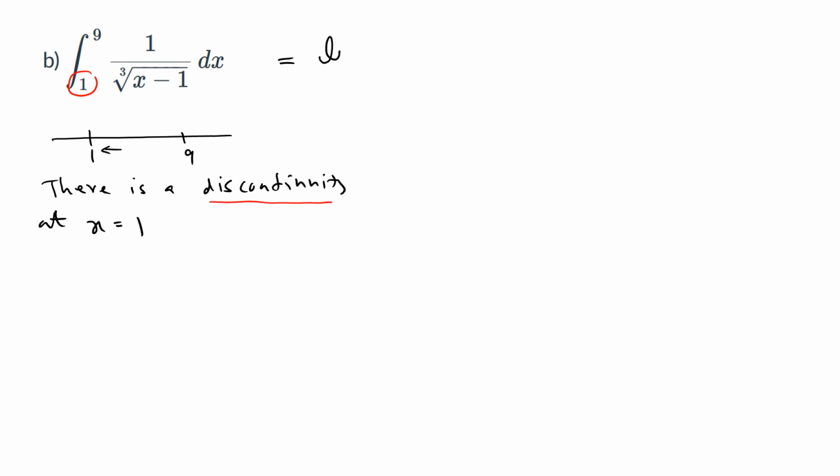We're going to write it as a limit. We normally use a for that, so we can say a goes to 1 plus. Why 1 plus? It's going to 1 through values larger than 1. Then you evaluate from a to 9. That 9, that's no problem. That is the first step: the integral of 1 over (x minus 1) to the one third, dx.